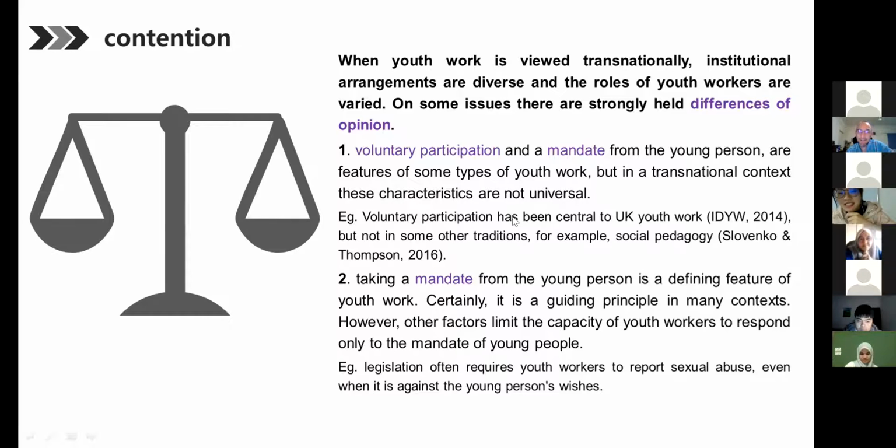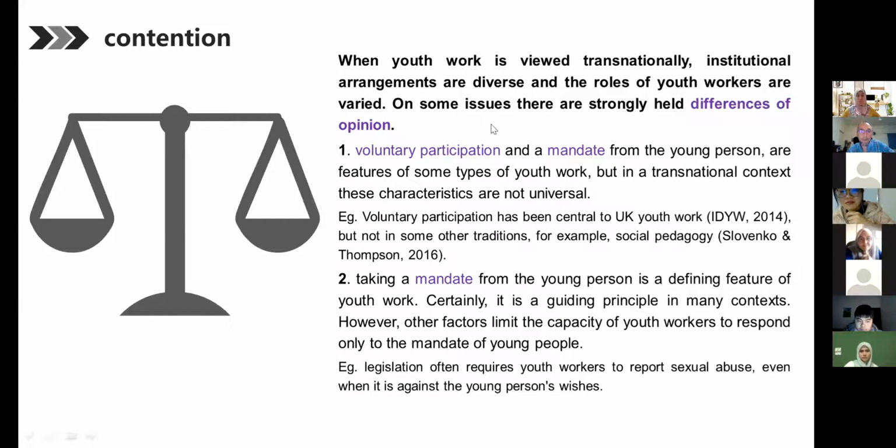And the second one is taking mandate from the young person is a defining feature of youth work. Certainly, it is a guiding principle in many contexts. However, other factors limit the capacity of youth workers to respond only to the mandate of young people. For example, legislation often requires youth workers to report sexual abuse, even when it is against the young person's wishes.